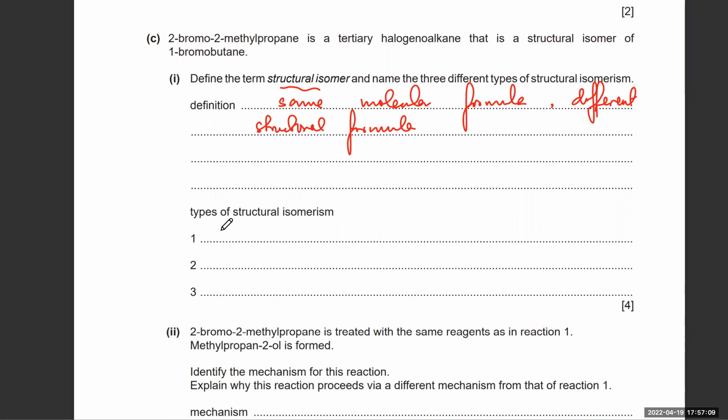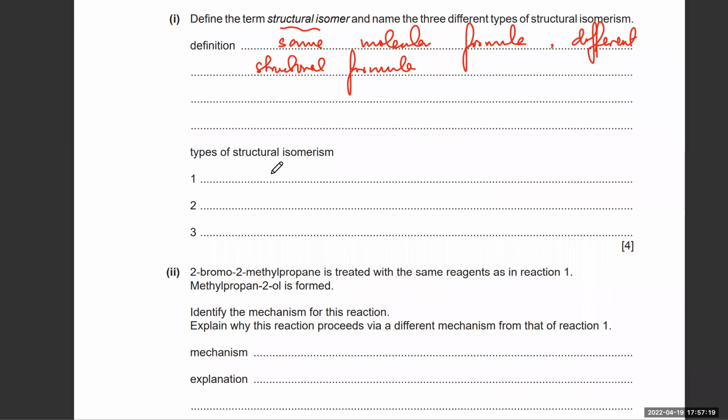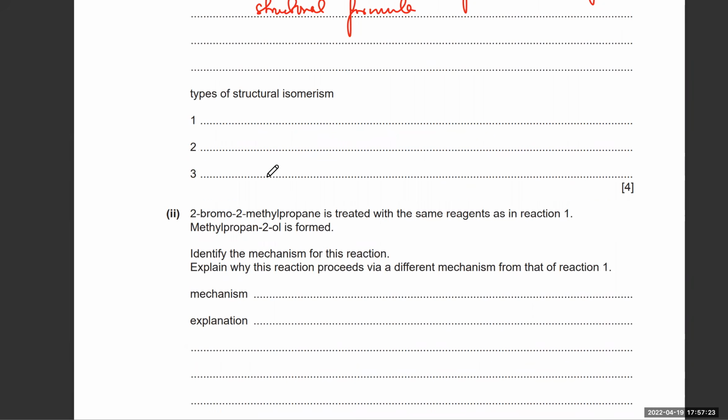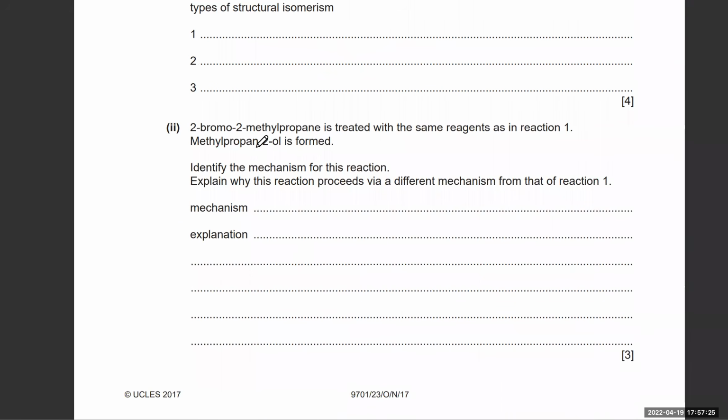What are the 3 types of structural isomers? Okay, so it's chain, functional group, and positional, right? You can change the position, you can change the carbon chain, you can change the functional group, like esters and carboxylic acids are isomers of each other.